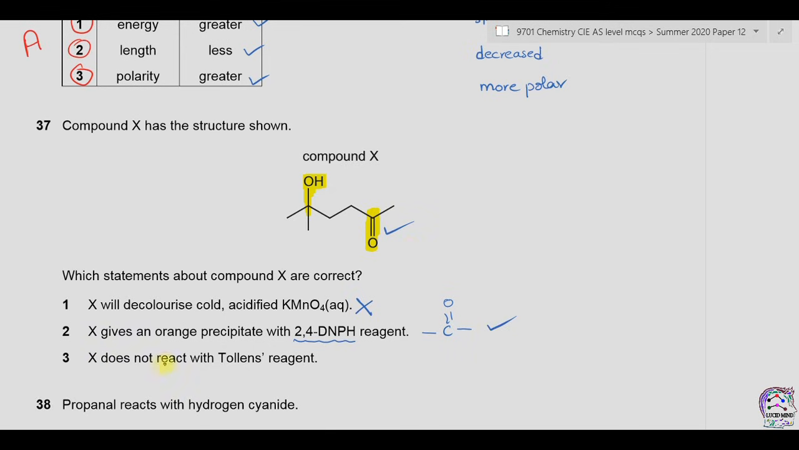3 says X does not react with Tollens reagent. Now Tollens reagent can oxidize aldehyde, but it cannot oxidize ketone. As this says does not react, it means it is true because we have ketone present here, there is no aldehyde, so therefore Tollens reagent will not react. So option 1 is incorrect, only correct options are 2 and 3, therefore answer is C.